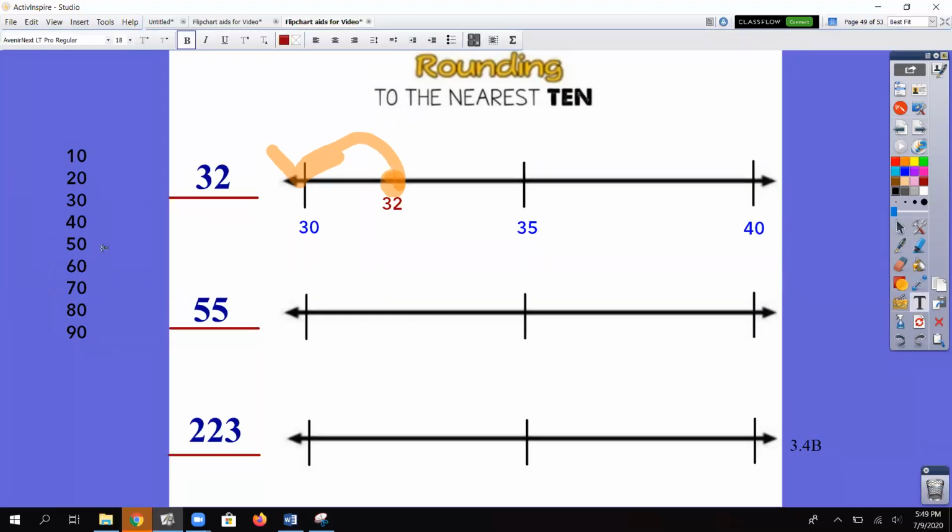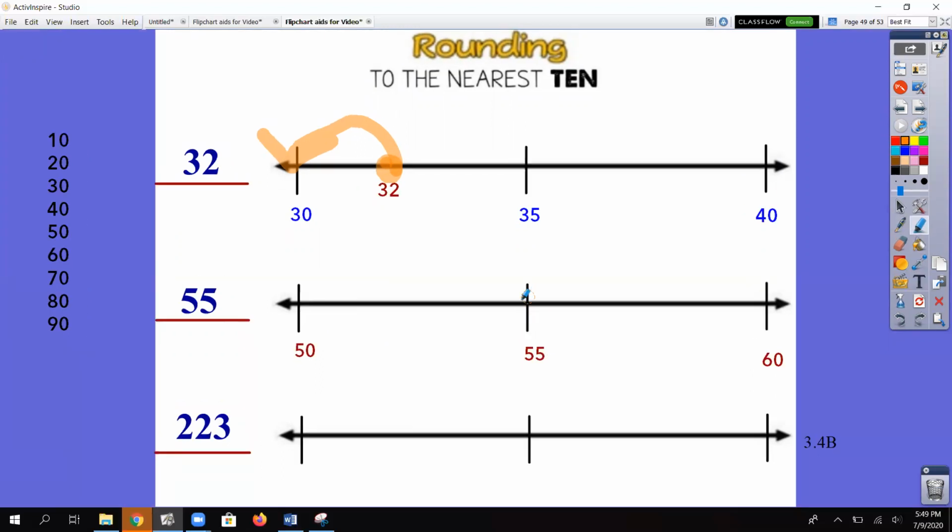55. That would be in between 50 and 60. And our midpoint would be 55. Now this one is right on the midpoint. 55 is right on the midpoint. And the rule for rounding is if it's on the midpoint, you round up. So it would round to 60. So 55 rounds to 60 because it's on the midpoint. It's 5 or greater, so it has to round up.